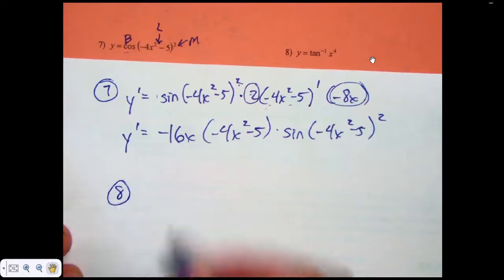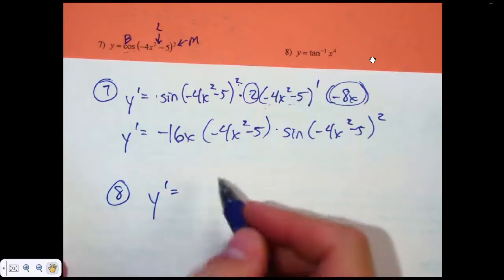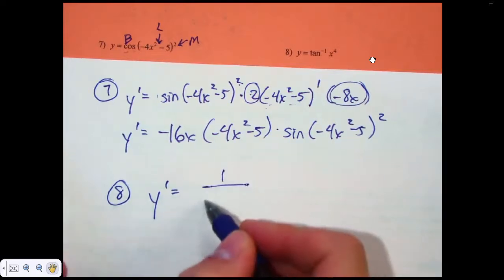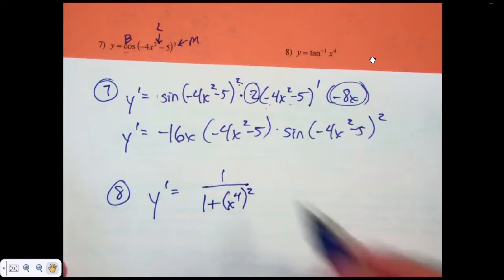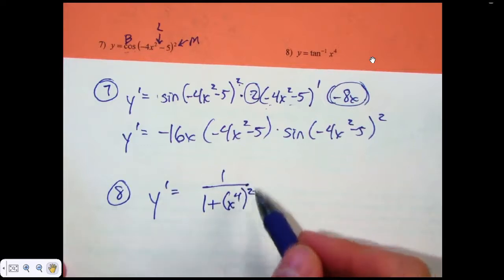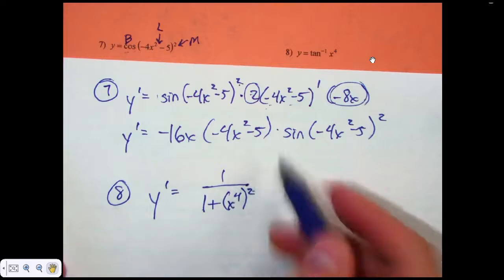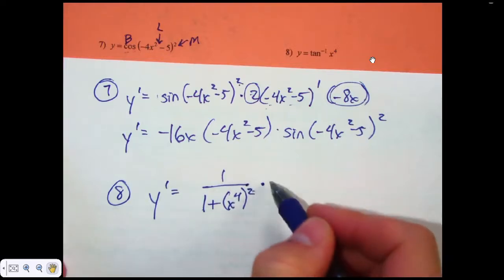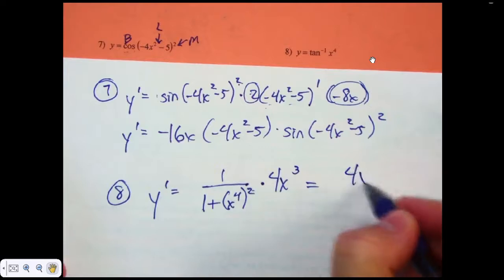Number 8, the rule for tangent inverse is 1 over 1 plus whatever. So here we're going 1 over 1 plus x to the 4th. I'm sorry, the rule is 1 plus 1 over whatever squared. So we're going 1 over 1 plus x to the 4th squared. But then you got to multiply by the derivative of the little guy, which in this case will give you the 4x to the 3rd. And then that 4x to the 3rd ends up on top.